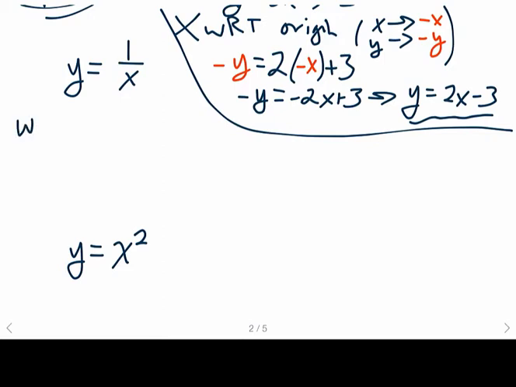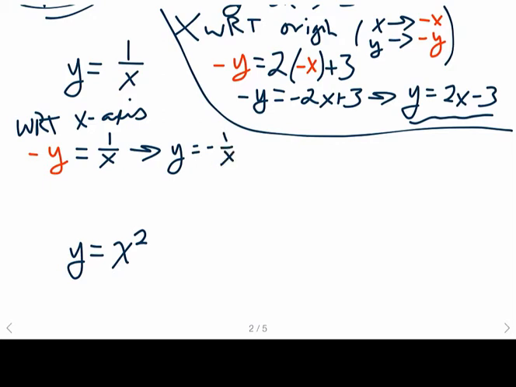Well, we're going to, again, check for symmetry with respect to the x-axis. And so if we replace y by negative y, then I have negative y is equal to 1 over x. If I try to solve for y, I end up with y equals negative 1 over x, which is not what I started with, and so we don't see that kind of symmetry.